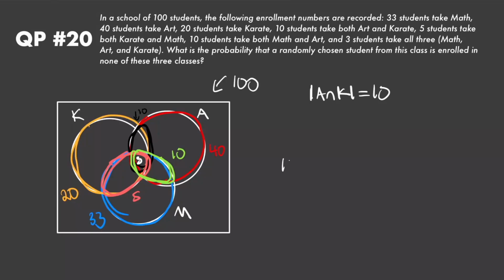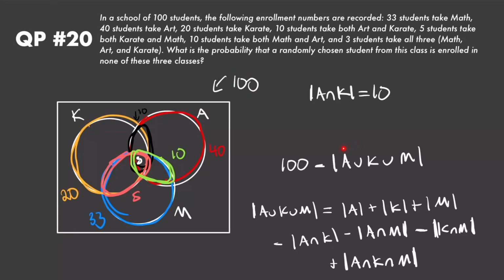We know there are 100 total, so we're just going to take 100 and subtract off the union of the sets A, K, and M, right? All that's saying is let's count everything inside of these 3 bubbles and just subtract it from our total, and that'll leave us with everything outside. Now, we know how to solve for the union of a bunch of sets, and we're given all the necessary information, right? We're just going to use the inclusion-exclusion.